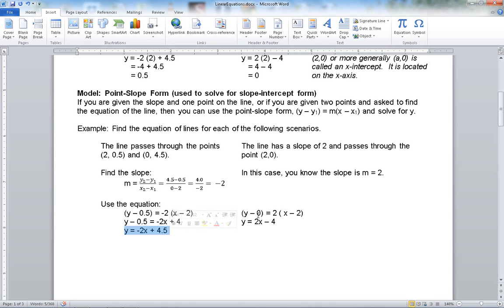In the other case, you can use y minus 0, right? So that's the y-coordinate, so y minus the y value, equals the slope, which we were told was 2, times x minus the x-coordinate, or 2. Again, y minus 0 is y, and then distribute the 2, and you get 2x minus 4.